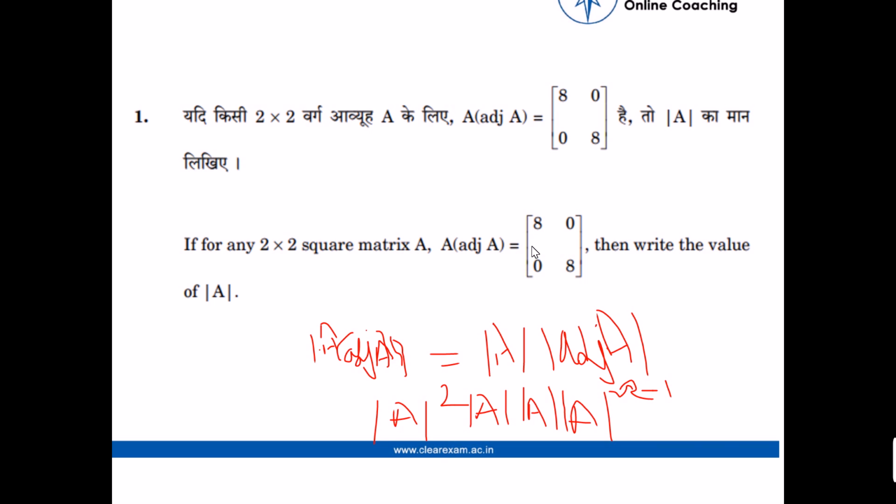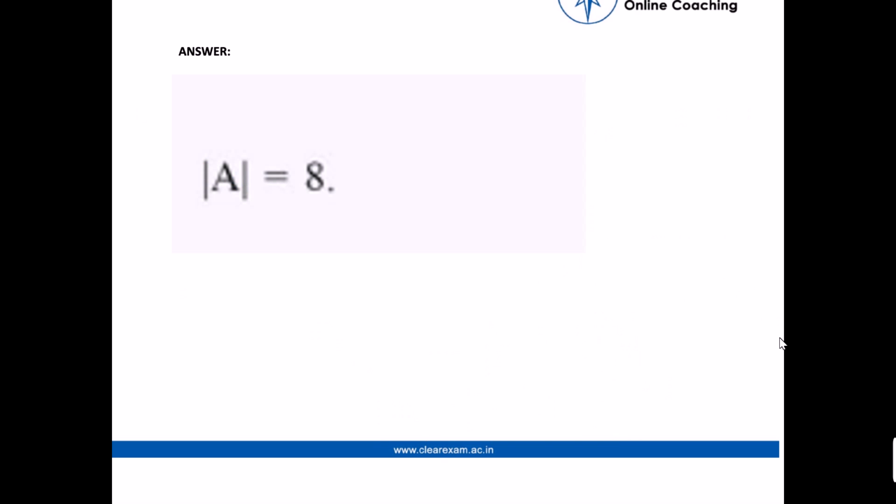So we have to just simplify this. We have to take the magnitude of the matrix, so this will be 64 minus 0. After that we can say magnitude A square is equal to 64. After taking the square root, we will get magnitude A is equal to 8. Hence this is the answer. Thank you.